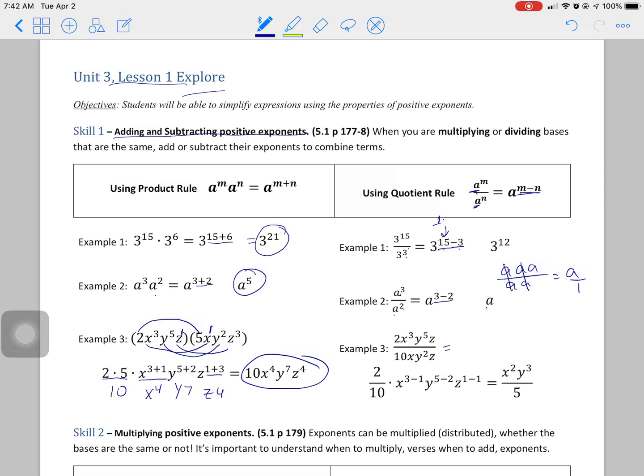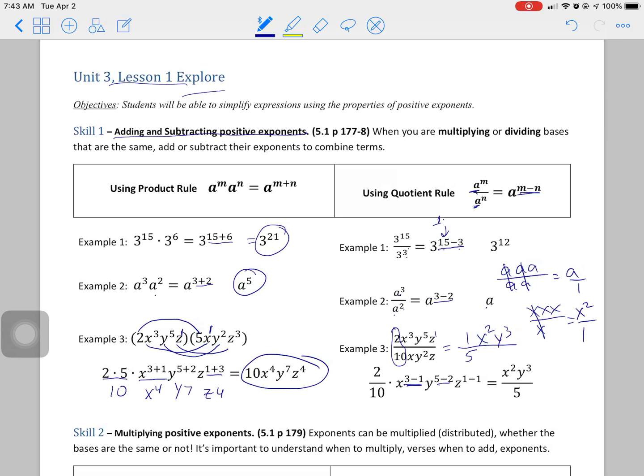This one, let's see. We handle the 2 over the 10 first, just like we did on the page before, so that's 1 over 5, okay? Then I have 3 x's on top and 1 underneath. So that means I have 2 x's left on top, 3 x's on top, 1 underneath. You're left with 2 on top. Okay? 5y minus 2 leaves you with 3 on top.